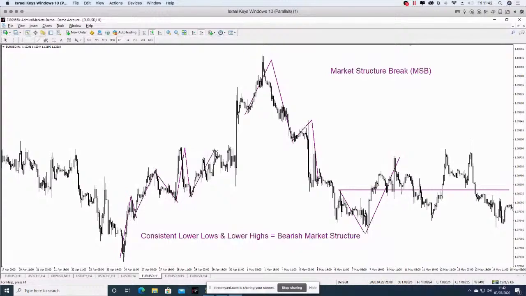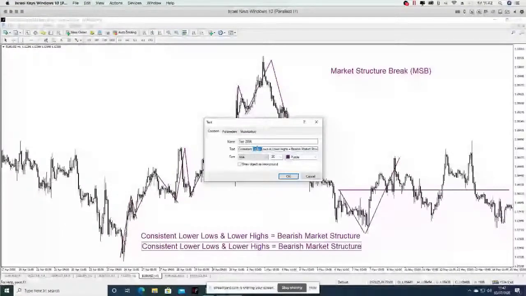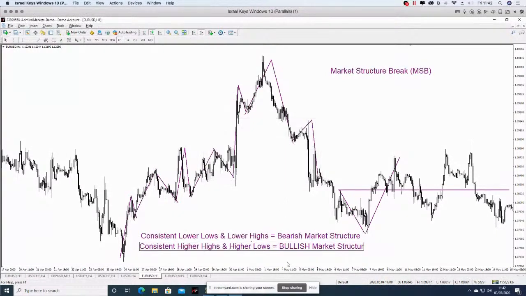Higher highs, higher lows. That is a bullish market structure. So consistent higher highs and higher lows equals bullish market structure.